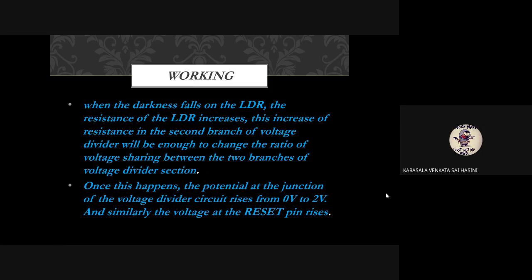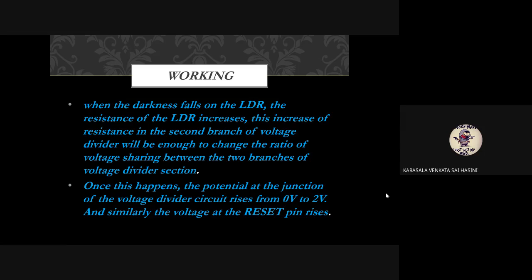First, we'll start with the 555 timer. It is configured in astable mode, but the reset pin is controlled by the LDR and resistor network. When there is ample light around the LDR, its resistance becomes very low. When the darkness falls on the LDR, the resistance of the LDR increases. This increase of resistance in the second branch of voltage divider will be enough to change the ratio of voltage sharing between the two branches of voltage divider section.